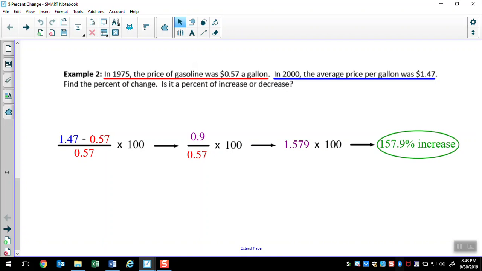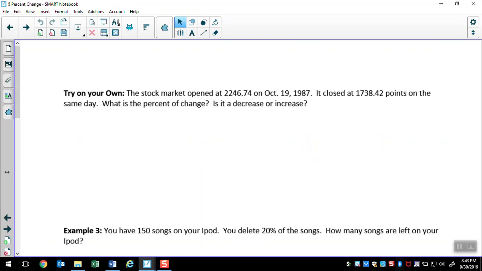Okay, so percent of change, just trying to figure out what's the percent that something increases or decreases. Okay, let's go to the next page. I want you guys to try this one on your own. Once again, the date is usually used more as a factor to help you determine what's your new and what's your original. In this case, it opened and it closed on the same date. Your focus is going to be on the points of the stock market. All right, go ahead and pause your video now.